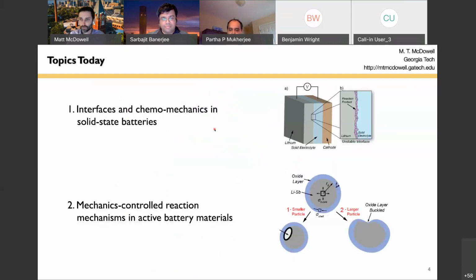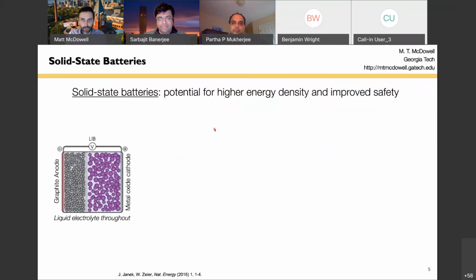So there'll be two different projects that I'll talk about. The first one is related to solid state batteries, and I'll spend most of the time on this. We've done quite a bit of work in this area. And then I'll tell you just a little bit about some of our recent work on active material in batteries and how it can expand and contract in interesting ways that is governed by mechanics. So I'll get started on the solid state battery section.